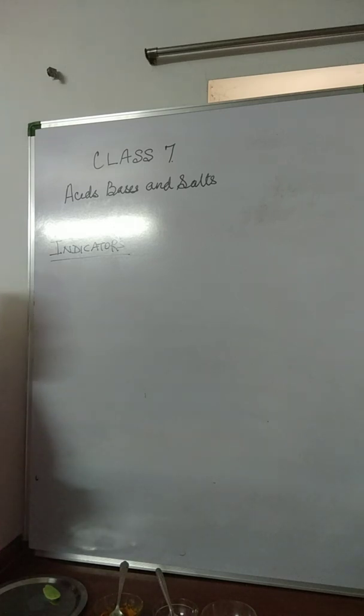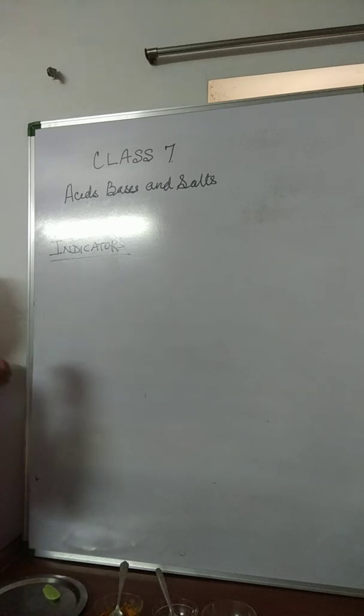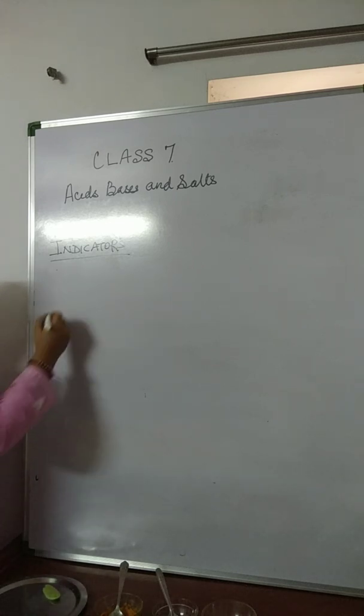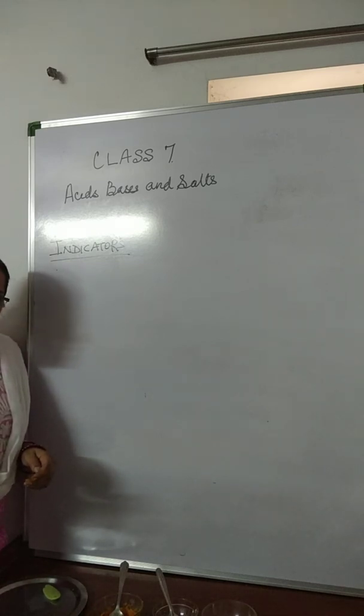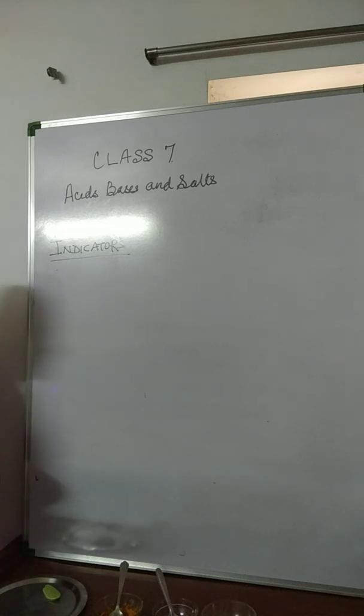There is a great range of indicators and we obtain them from nature. For example, we have what we know as litmus. Litmus is obtained from a plant which is known as lichen, L-I-C-H-E-N. Before writing the names of the indicators, I would like to define what an indicator is.